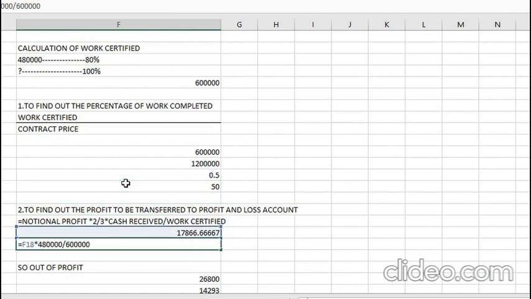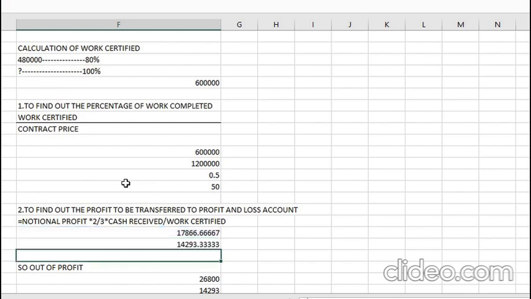Cash received is 4,80,000 as per the question, divided by work certified, which is 6 lakh. So notional profit into 2 by 3, which is 17,866.66, into cash received divided by work certified, that is 4,80,000 divided by 6 lakh, will give you 14,293.33. So we will be taking 14,293 as your profit, which is to be transferred to your profit and loss account.